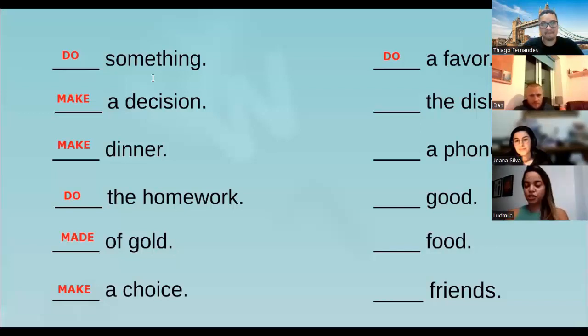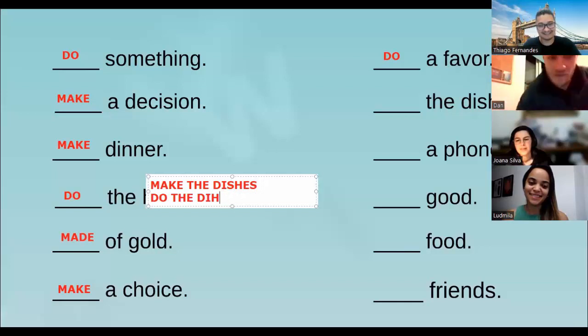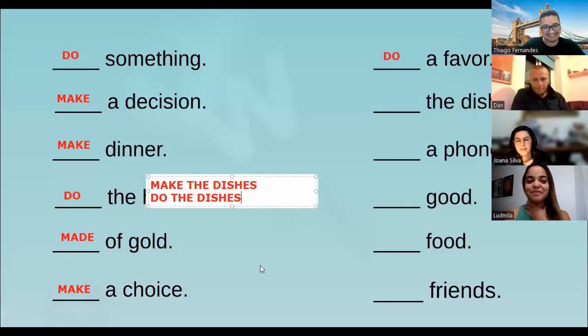Next one. Make the dish. I have a question about that. Is it the prepare of dish? I think that they do. So when you clean the dishes, we say do the dishes. In my opinion, if it is put on the dish, I use do. Example, in a restaurant, I serve my dish, I use do the dish. I don't know.